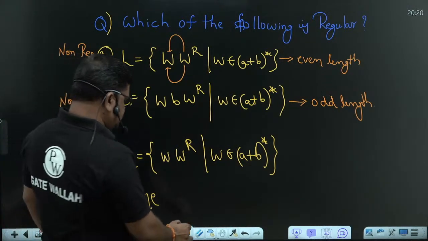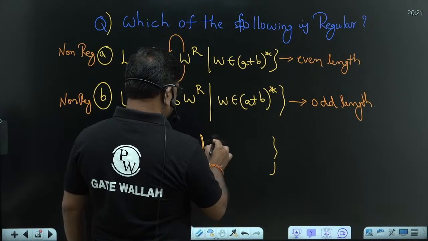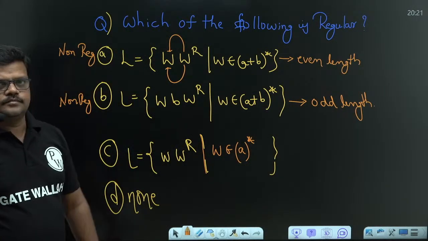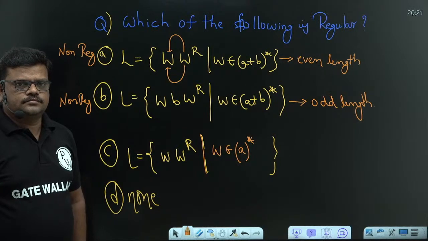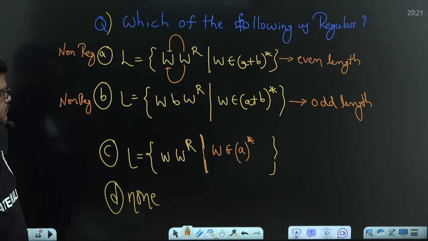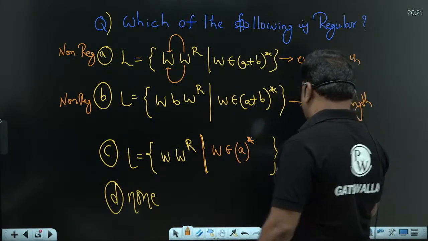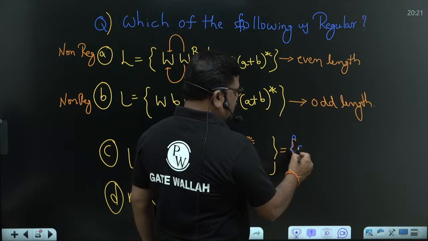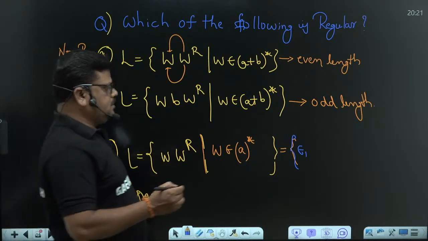I want to change the option of this third one. W belongs to A star. If W belongs to A star, how will the strings be generated? Find out the strings. We can take epsilon here. Whenever this is A, this is the reverse of this, so 2 A's.